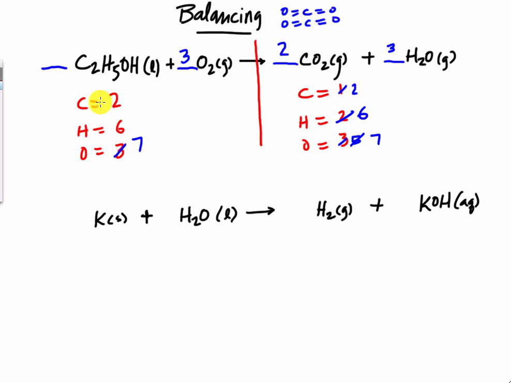What that means is if I added up the carbon's mass, hydrogen mass, and oxygen mass, and then I did the same thing on this side, those two masses would be exactly the same. And that's the law of conservation of mass. And that's why we balance, because of that law of conservation of mass.